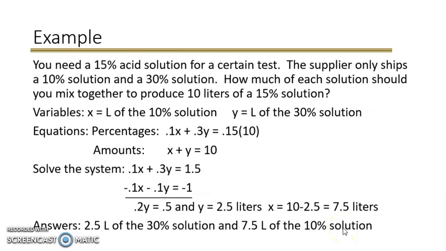Now, be careful when you're writing your answer, because a lot of times I forget to write down what x and y represent, and then I accidentally switch the amounts of each thing. So always write down what they represent so you know that x is the 10% solution, so this is 7.5 of the 10%. You know y is the 30%, so this is 2.5 of the 30%. Make sure you've written that down so you don't get confused later.